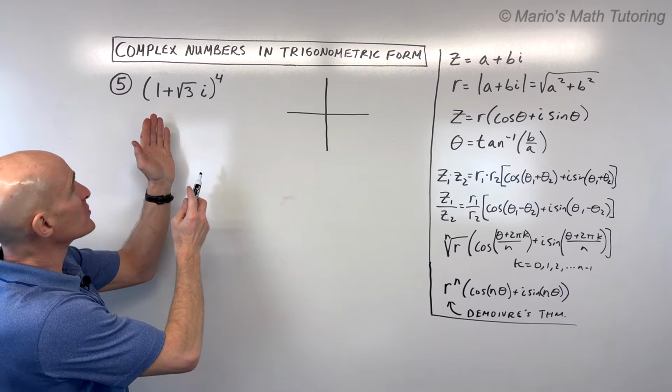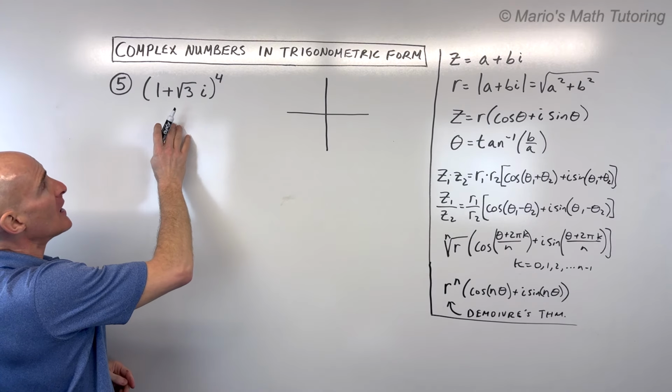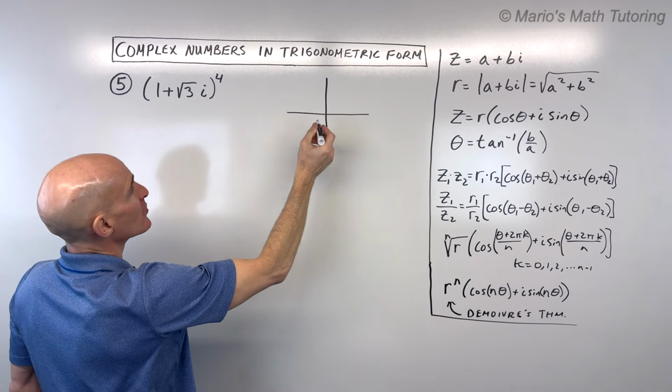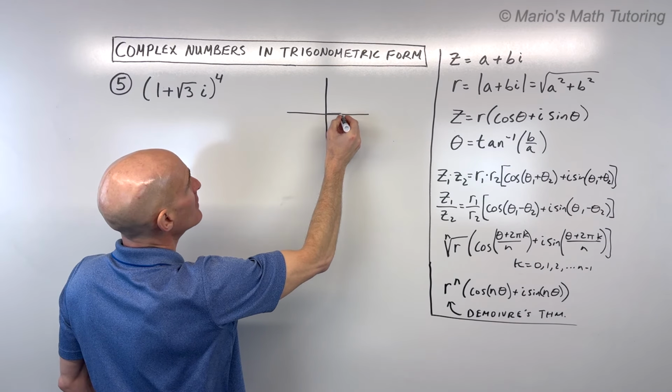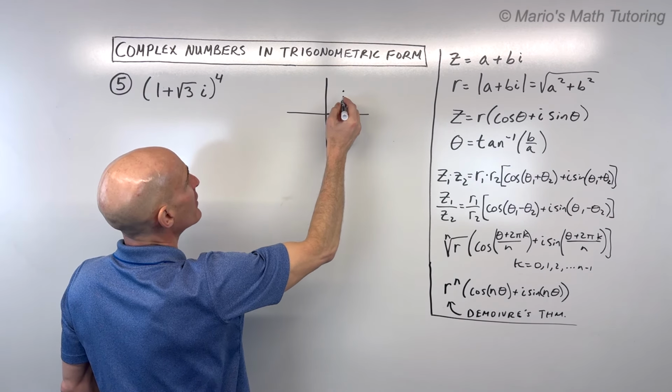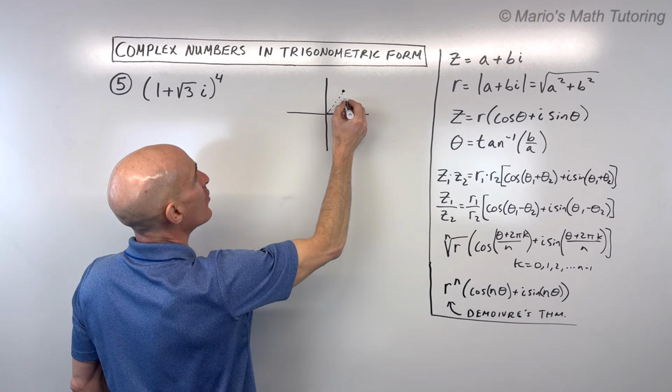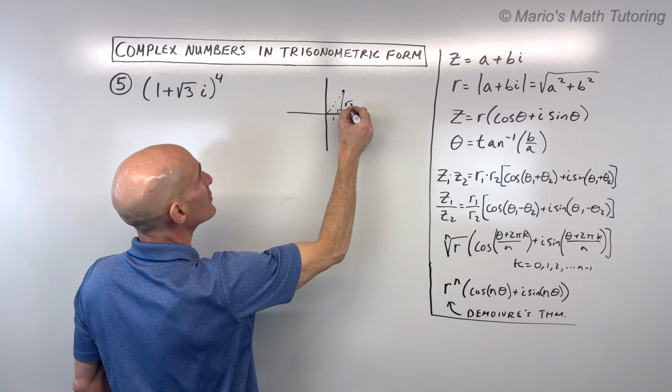The first thing we want to do, though, is convert this to trigonometric form. So we're going to find our r value, okay? And I like to graph this, so we're basically going right 1, up square root of 3. So you're right about there in the complex plane. I'll just draw kind of like a dashed or dotted line. This is 1, this is like square root of 3, okay?